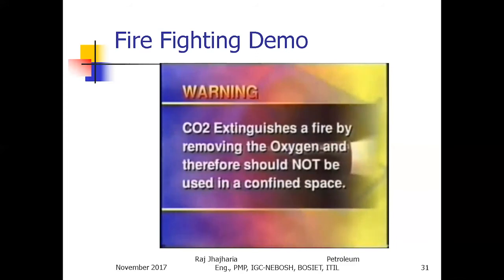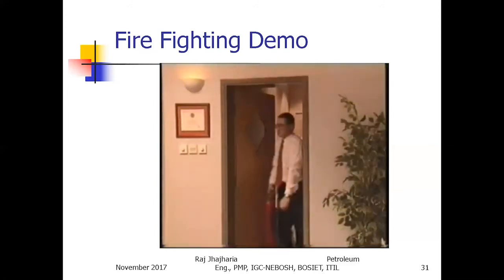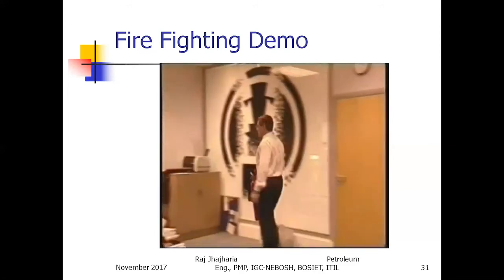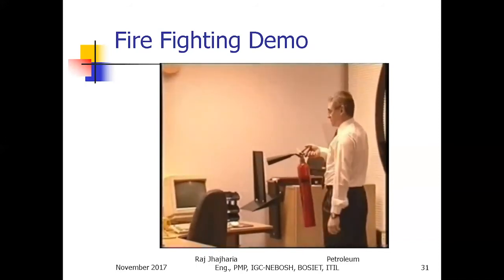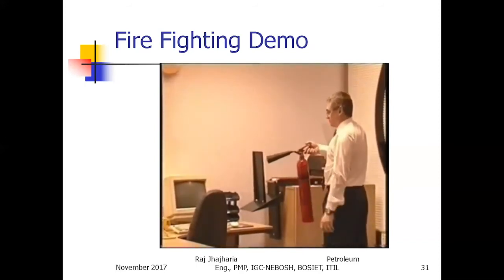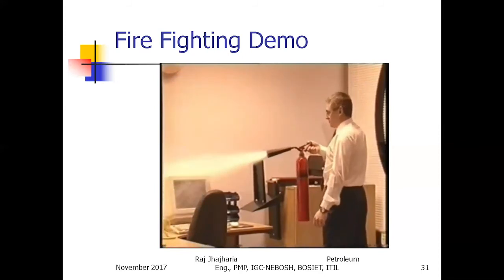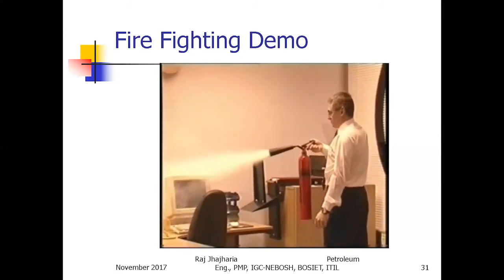CO2 extinguishes a fire by removing the oxygen, and therefore should not be used in a confined space. The correct technique for using the CO2 extinguisher is to aim the horn at the fire and then let go of it. Remove the safety pin. Squeeze the handles together and extinguish the fire.